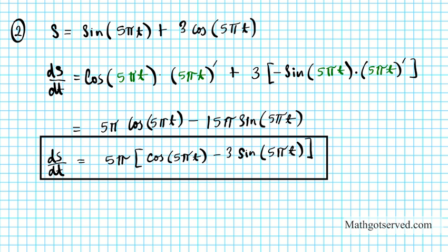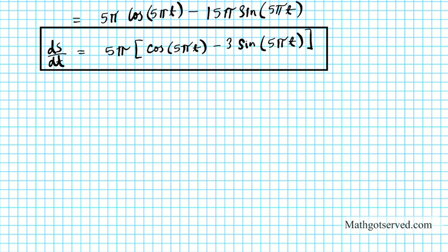Question 3, we have the function y equals x cosine x divided by the square root of 2x squared plus 3. For this one I can use a quotient rule, or I can use a product rule. I like to use the product rule because it's much easier.